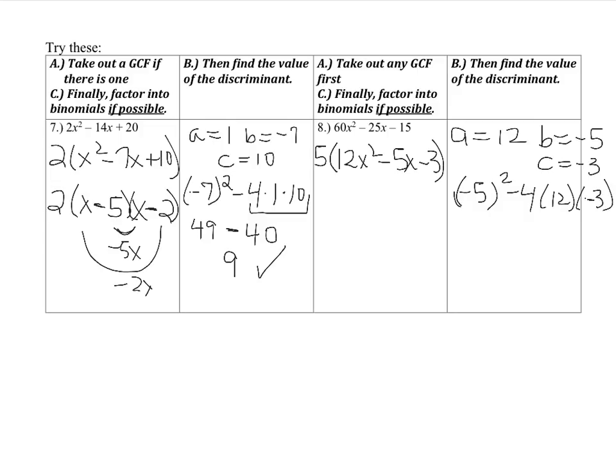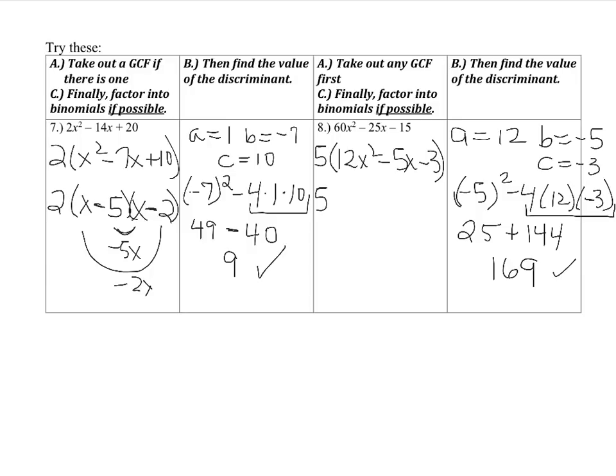And so then I'm going to square negative 5, so that's 25, minus 4 times 12 times negative 3, which is negative 144. But because it's minus a negative, that's going to give me plus a positive, so it's going to be plus 144. And then if I add those together, I'm going to get 169. Is 169 a perfect square? Yes, it is. So that means this guy can get factored further.